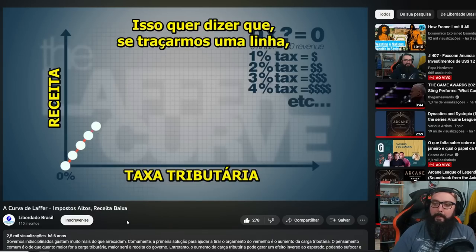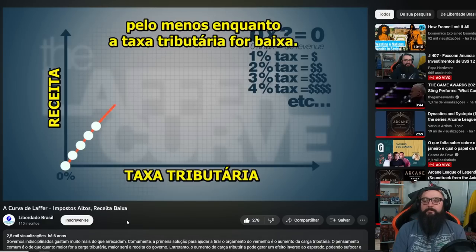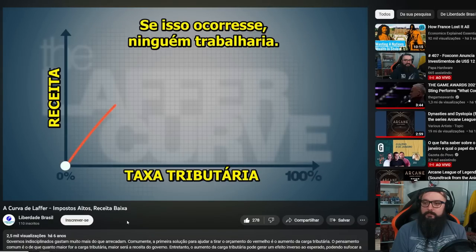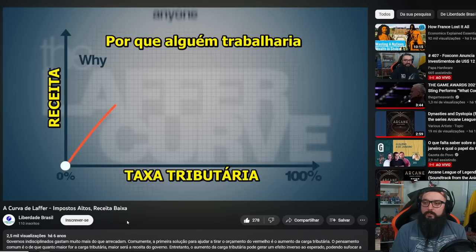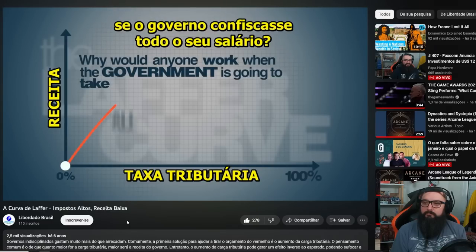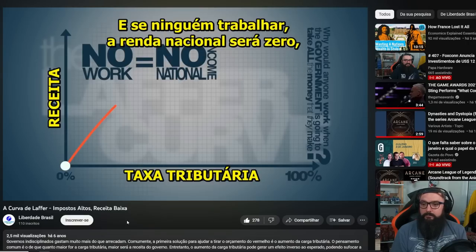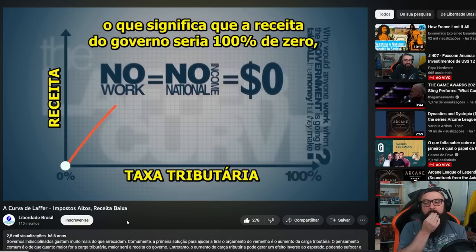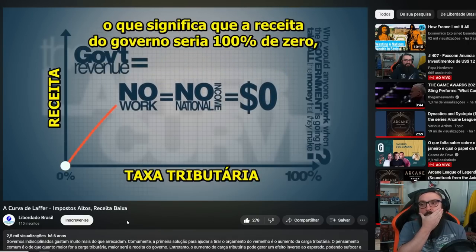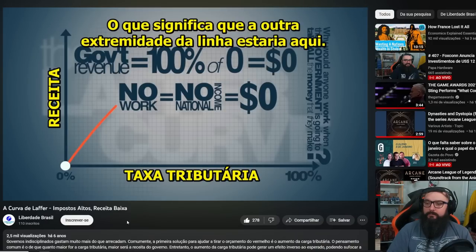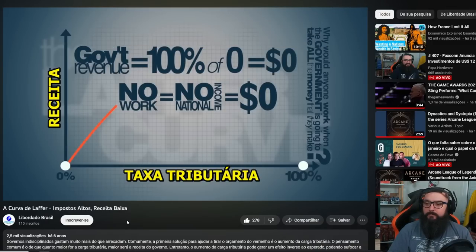If we fill in the curve, it has an upward slope, at least when we're in the low tax rate part of the graph. Now suppose the government charges a 100% tax rate. If this happens, then no one would work. That is, why would anyone work when the government is going to take all the money that they make? And if no one works, then national income would be zero. This means that government revenue would be 100% of zero, or zero. This means that another point of the curve must be here.